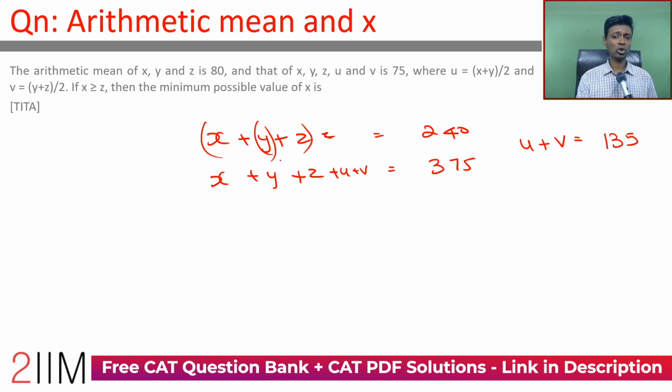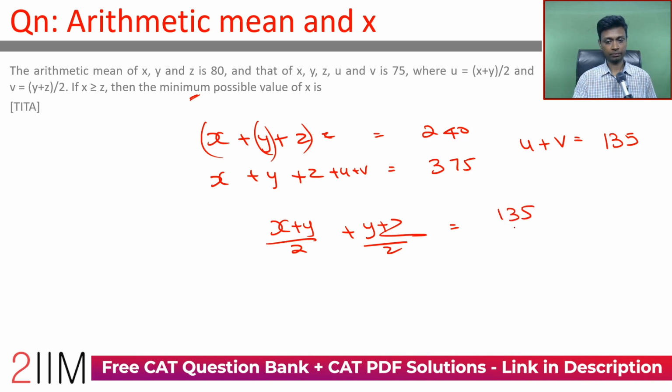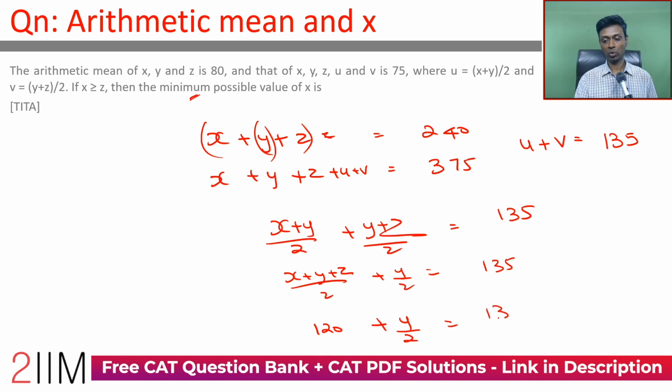Then what is the minimum possible value of X? So U plus V, so (X plus Y) by 2 plus (Y plus Z) by 2 equals 135, or (X plus Y plus Z) by 2 plus Y by 2 is 135. (X plus Y plus Z) by 2 is 120. 120 plus Y by 2 is 135, or Y by 2 is 15, Y is 30.